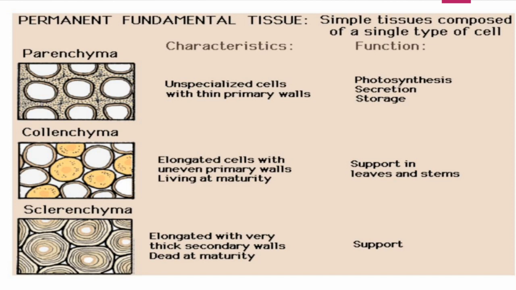Phloem consists of sieve tubes, companion cells, phloem parenchyma, and phloem fibers. The sieve tubes and companion cells transport food from leaves to all parts of the plant. Phloem parenchyma stores food and fibers help in support. Now, regarding animal tissues, we will discuss in the next class.